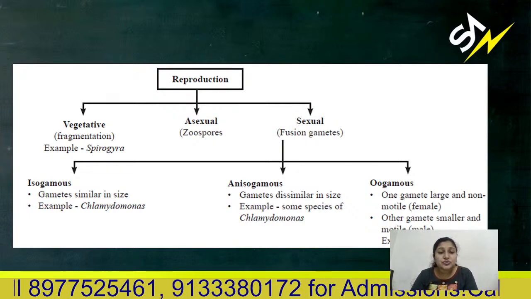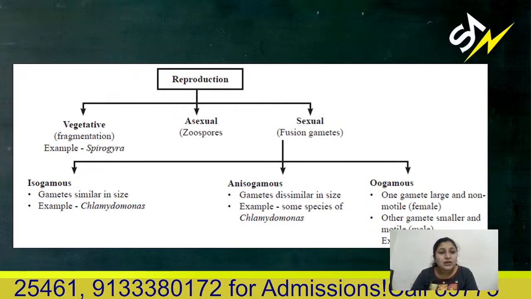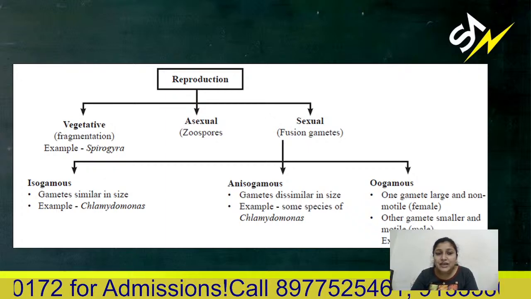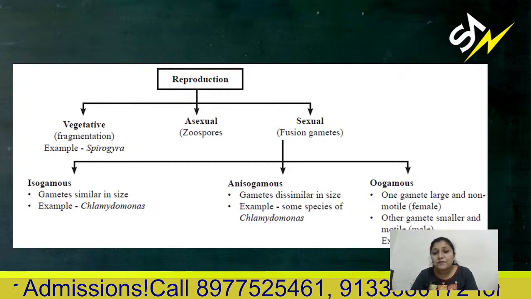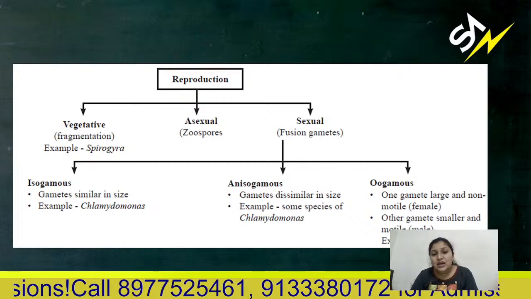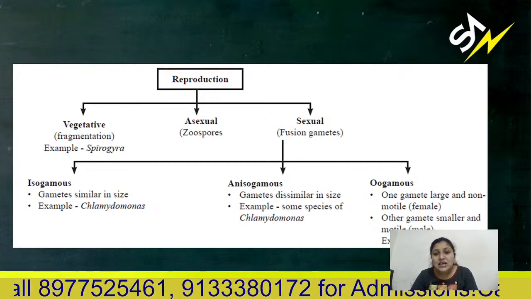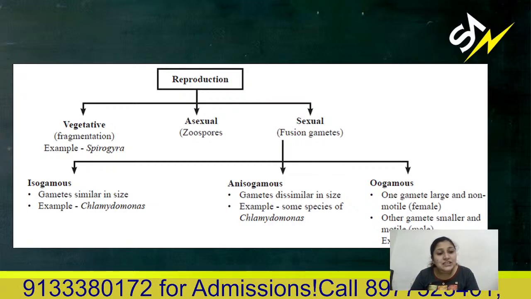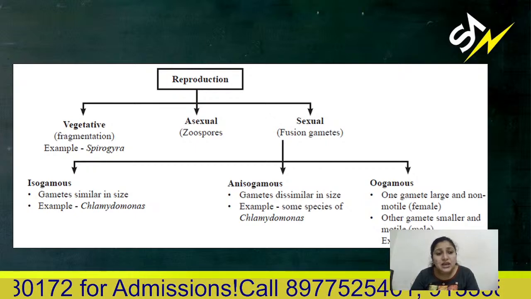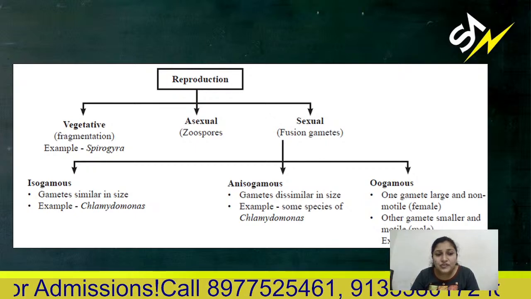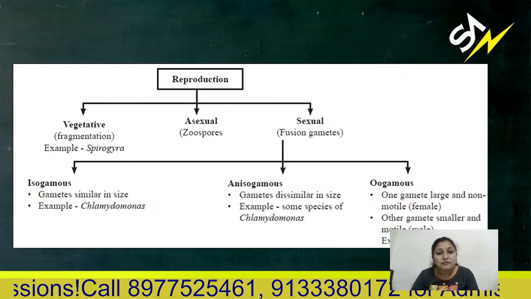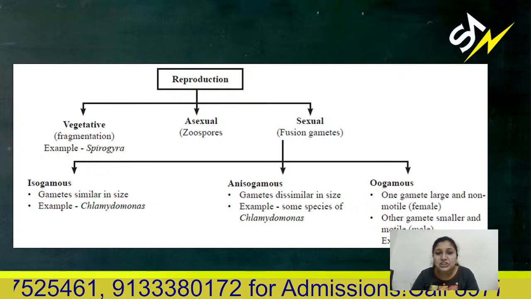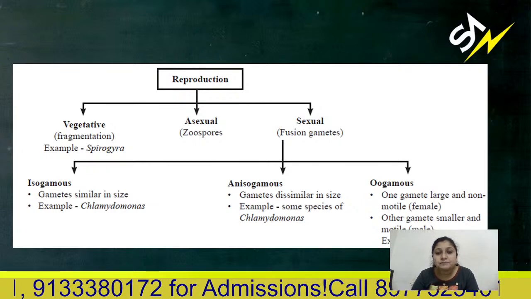So how do they reproduce? There are three means of reproduction: vegetative, asexual, and sexual. Vegetative can be by fragmentation, asexual by asexual spores. If these spores are motile, then they are called zoospores. Sexual reproduction can occur in three ways: isogamous, anisogamous, and oogamous. Isogamous means the gametes are of the same size. When both gametes are of the same size, this type of fusion is known as isogamous reproduction or isogamous fusion.